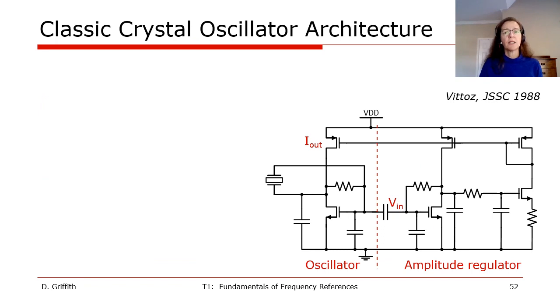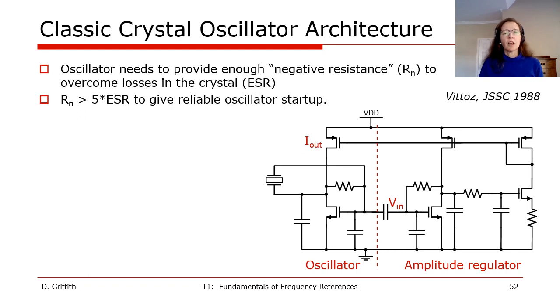So on this slide, you can see a classic crystal oscillator architecture, first published by Eric Vittoz in 1988. Since then, the paper has been cited 243 times in the IEEE papers and 69 times in patents. An important parameter with crystal oscillators is something called negative resistance, which is what enables the oscillator to overcome losses in the crystal from the equivalent series resistance, or ESR. So as a rule of thumb, the negative resistance needs to be more than 5 times the loss in the crystal for the oscillator to start reliably.